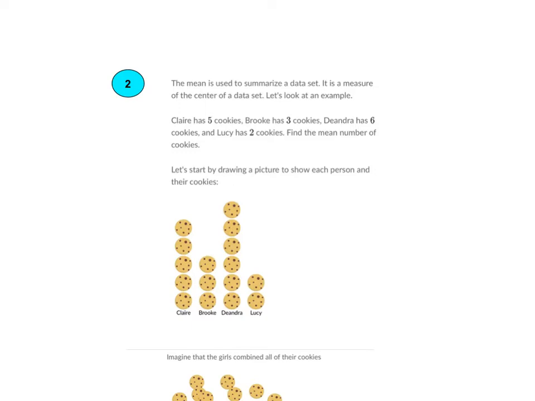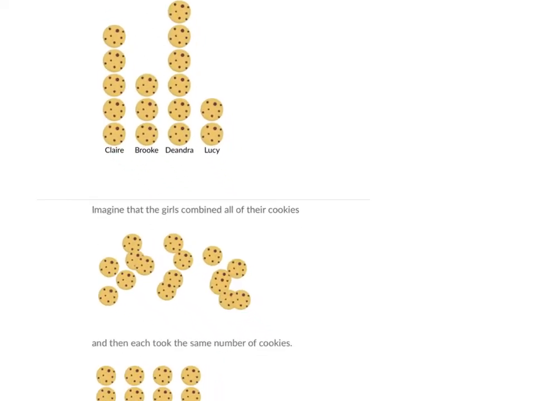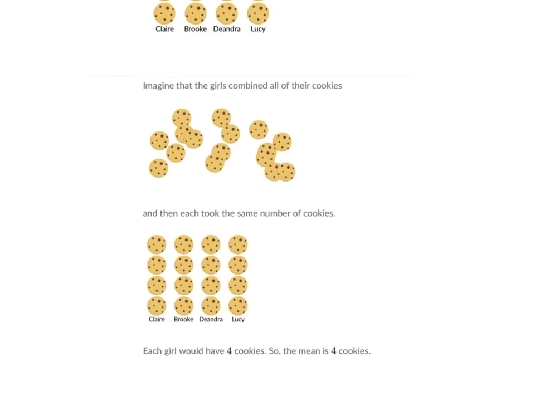Whenever possible, I always recommend drawing out, making a visual representation of the problem. So we see each of the friends, we see how many cookies each of them have. Now, we're going to imagine that the girls combine all of their cookies. They just throw them all into a bowl all together.